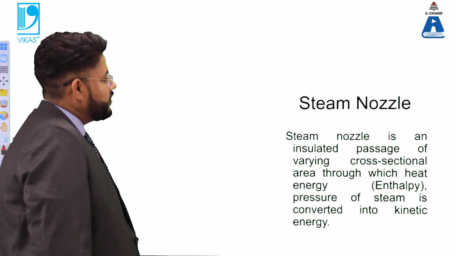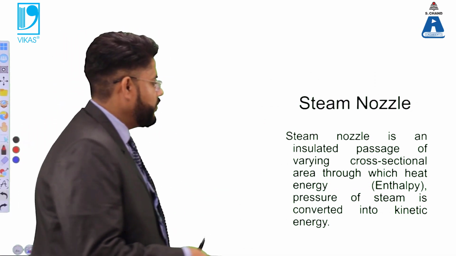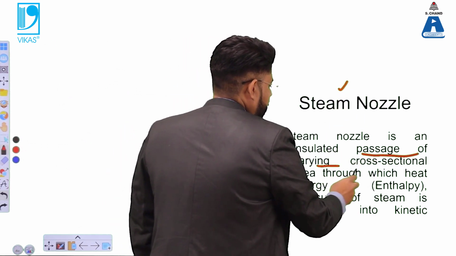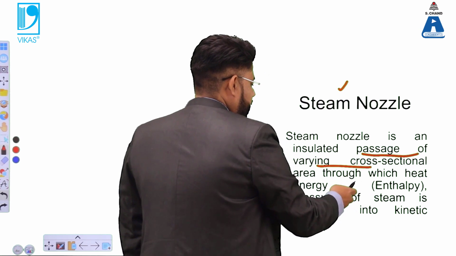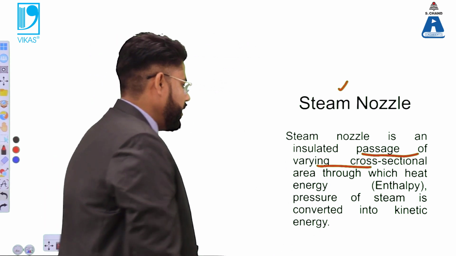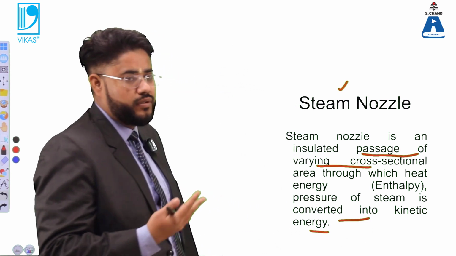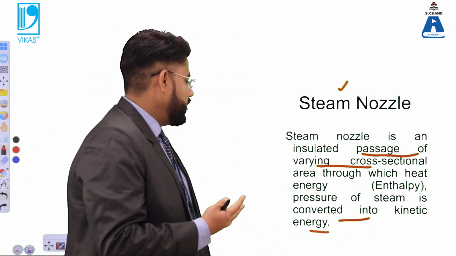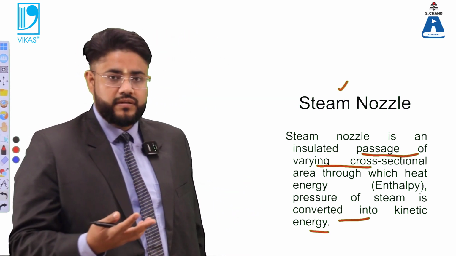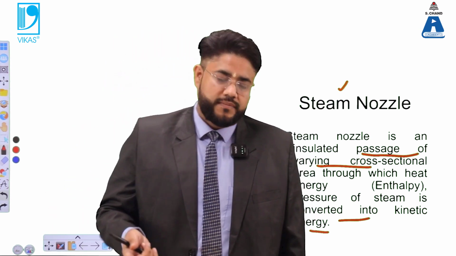Now we have the other set, which is, before learning the turbine, we have to understand the steam nozzle also. So a steam nozzle is basically an insulated passage of varying cross-sectional area through which the heat energy, and particularly that heat energy is enthalpy, the pressure of the steam is converted into kinetic energy. That means we have to use the movement of that particular steam, and pressure is being built up, and we need to convert that into kinetic energy.